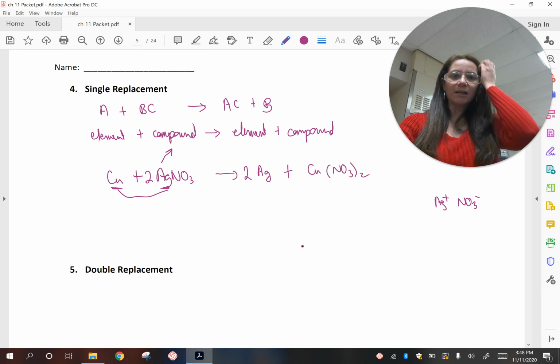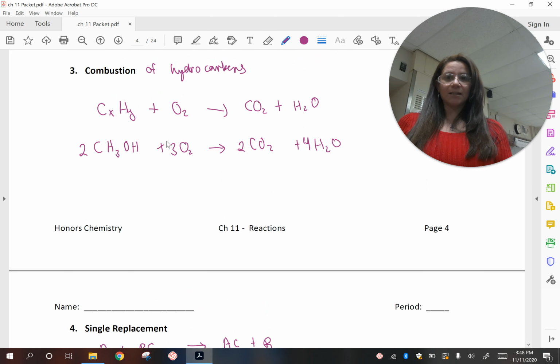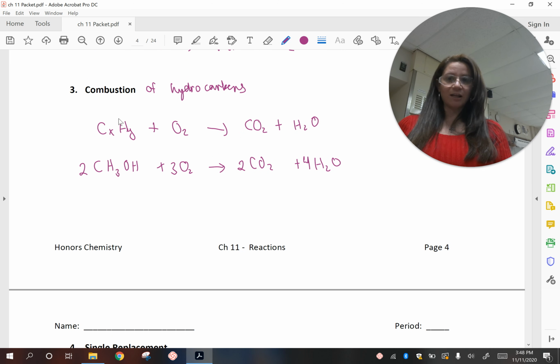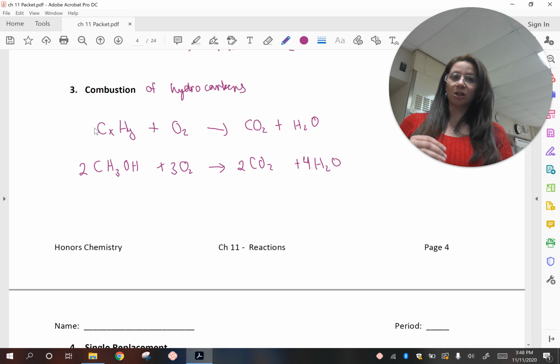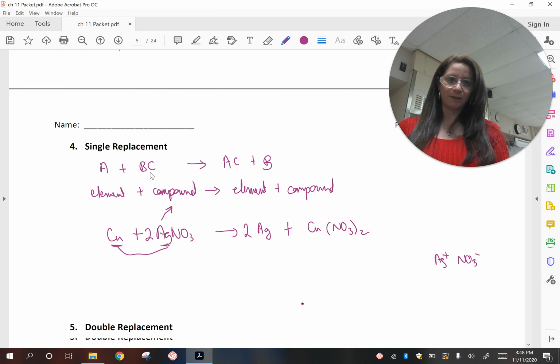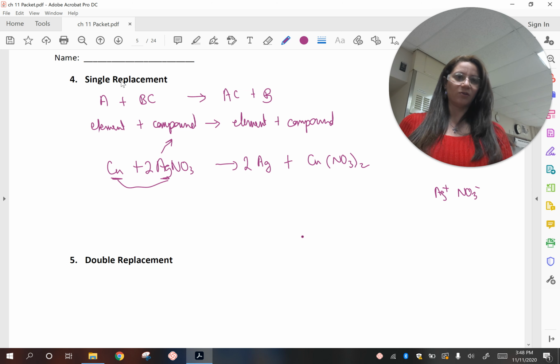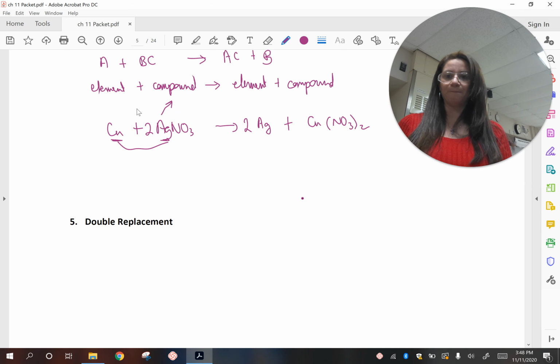So how do you recognize that it's a single replacement reaction? If you look at your reactants, you will see that you have an element and a compound. Now, looking back at combustion, you also have an element and a compound. But if it's combustion, that element has to be O2, and that compound has to be a hydrocarbon. If you see an element and a compound that is not a hydrocarbon plus oxygen, then that tells you that it's single replacement. And it's called single replacement because one single thing, one element, replaces another element. It's also known as single displacement as well. Displacement or replacement kind of mean the same thing.